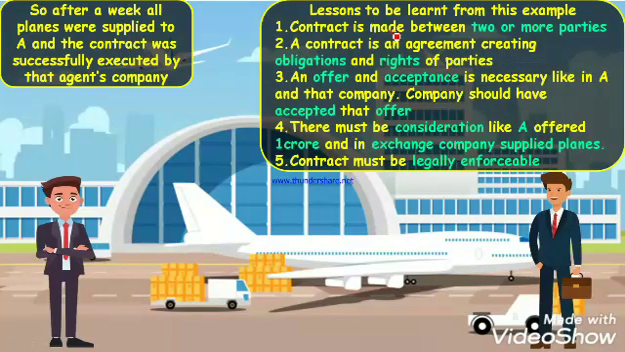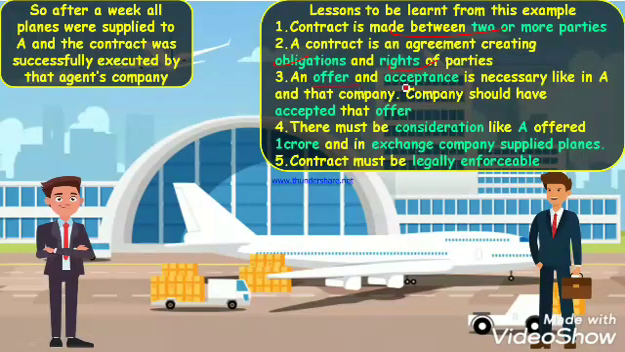The first one is that a contract should be made between 2 or more parties. It is an agreement creating obligations and rights. How does it create obligations and rights? First of all, A's right is to get 100 airplanes from that company, and the company has a right to get 1 crore for the supply of airplanes. Now let's take obligation. Obligation refers to responsibility. A's responsibility is to pay 1 crore, and the airline company's responsibility is to supply 100 airplanes to A.